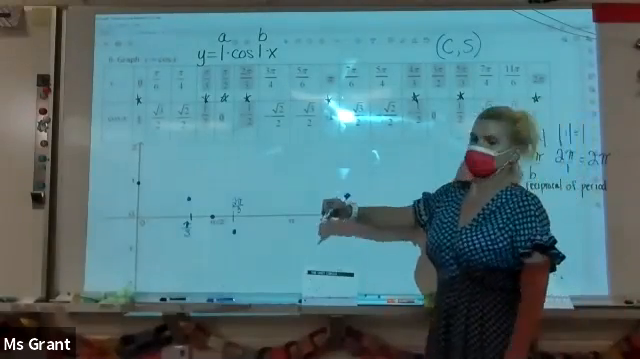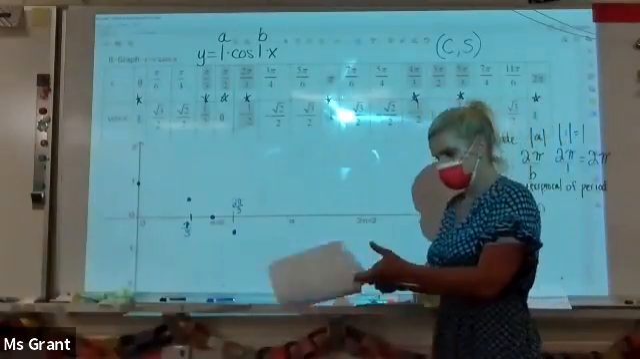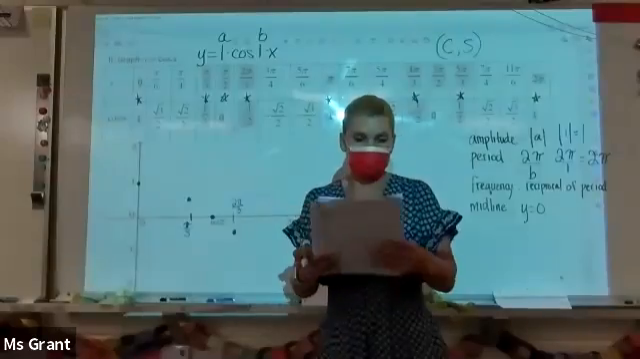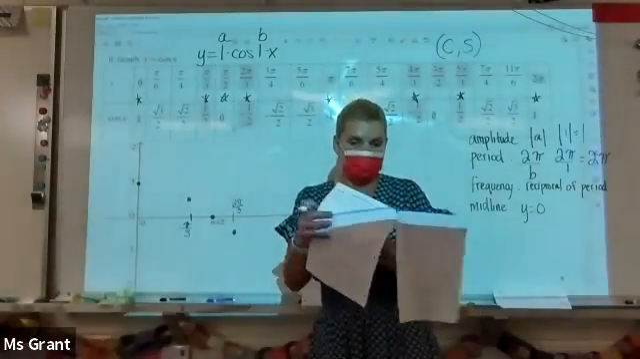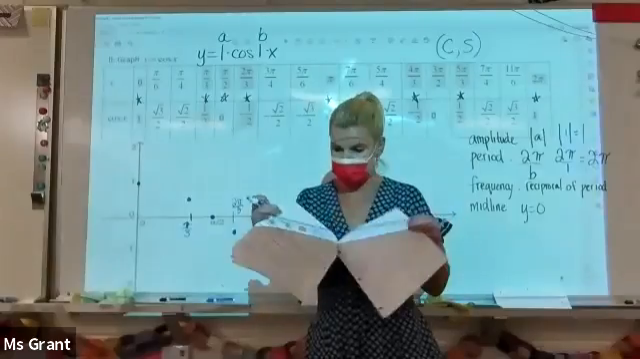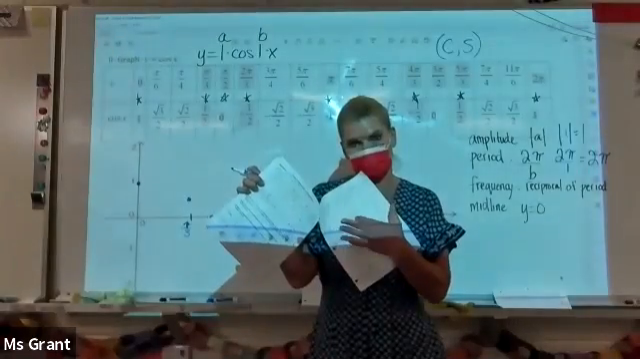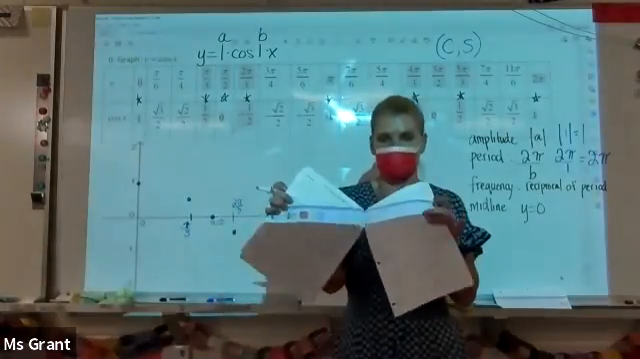Miss Grant? Yeah? Is this a notes page or is this the first one we had and we'll just review it? This is in the notes packet from chapter 7, and we're at the very end because right before spring break, we didn't finish this packet. We did graphing sine, but we didn't do graphing cosine. Oh, okay. That's where this is located.